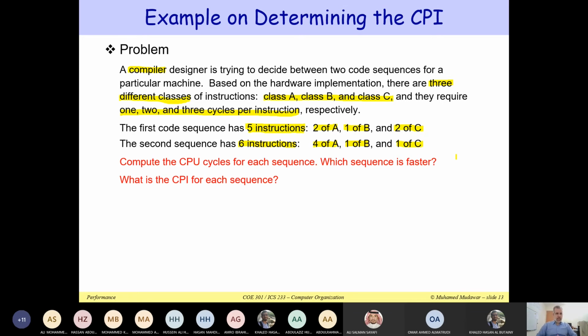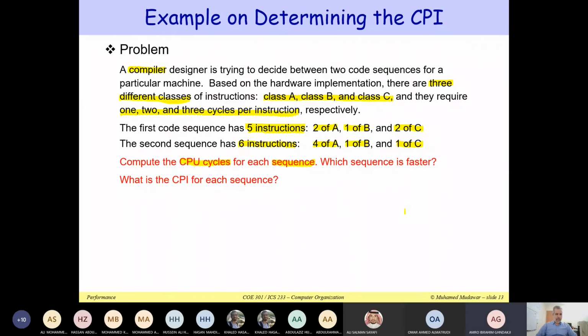Now, what we would like to do is calculate the CPU cycles for each sequence. What is the total number of CPU cycles for the first sequence? And what is the number of CPU cycles for the second sequence, and which one is faster? Let us address the first question. How do we calculate the CPU cycles for the first sequence and for the second sequence? We just multiply the CPI of the instruction class by the number of instructions it has. Yes, so let us do it for the first code sequence.